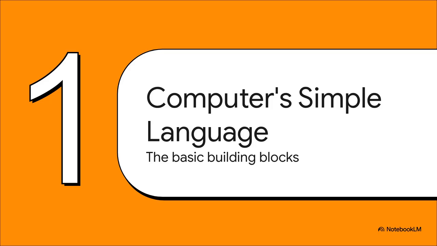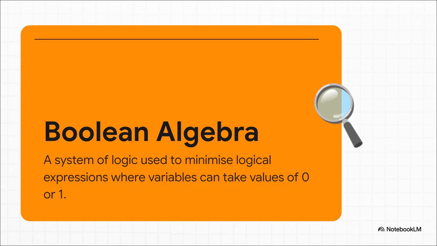So first up, let's get into the computer's simple language and really understand the basic building blocks of this whole thing. So what is it exactly? Well, Boolean algebra is basically a set of rules where every variable can only have two values, true or false, on or off, 1 or 0. And its number one job, the whole reason it's so critical in electronics, is for one main purpose, minimization. It's all about taking something complicated and making it elegantly simple.